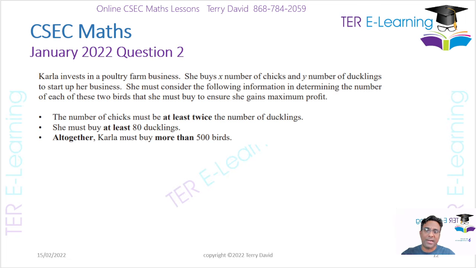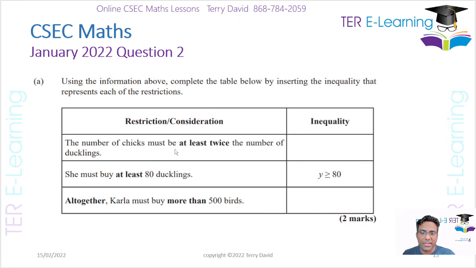Second one here now. Carla invests in a poultry farm business. She buys X number of chicks and Y number of ducklings, right? Basically we have some statements here. This question is about linear programming, and we need to write these statements in the form of an inequality. The number of chicks, remember, was X. So X has to be at least twice Y, so X is greater than or equal to 2Y, right? And they wrote the second one for us already.